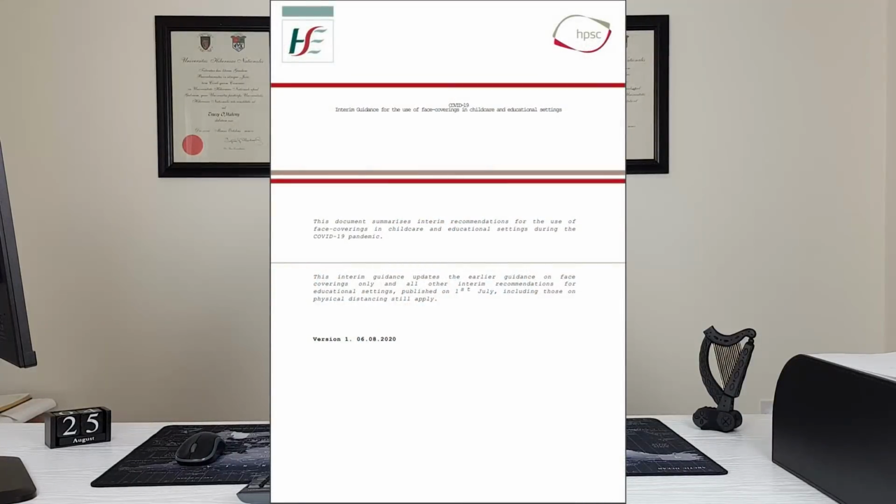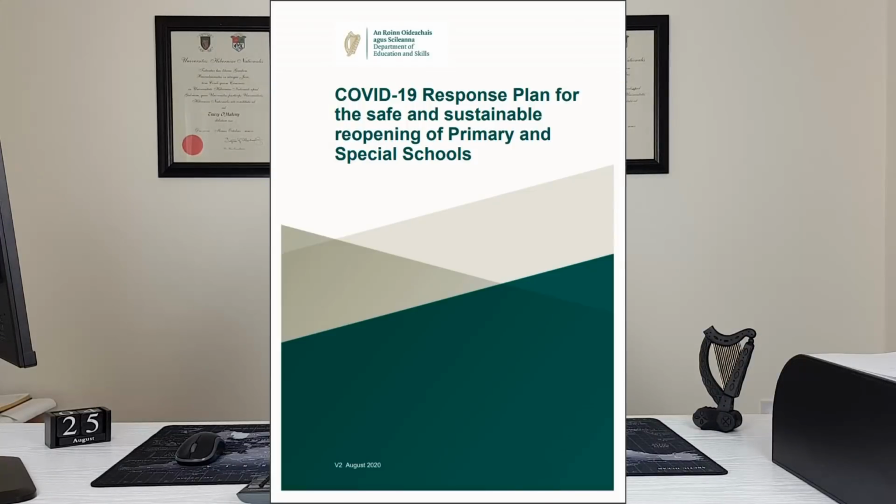The third issue that we will look at now is face coverings. Firstly, I have not seen any primary school policy which calls for face coverings to be made mandatory by pupils. In the event you have received confirmation that face coverings are required to be worn by pupils in primary school, please see the latest HSE advice titled COVID-19 Interim Guidance for the Use of Face Coverings in Childcare and Educational Settings, dated the 6th of August 2020, and the Department of Education's Reopening of Primary and Special Schools Procedure. I've included a link to these documents in the description box of this video.